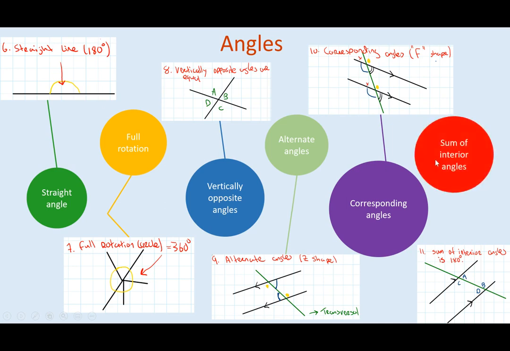And finally, the sum of the interior angles add up to 180. So if you have two parallel lines and you have two angles inside the parallel lines on the same side of the transversal, so angle C plus angle D is equal to 180, and likewise angle A plus angle B is equal to 180 degrees.